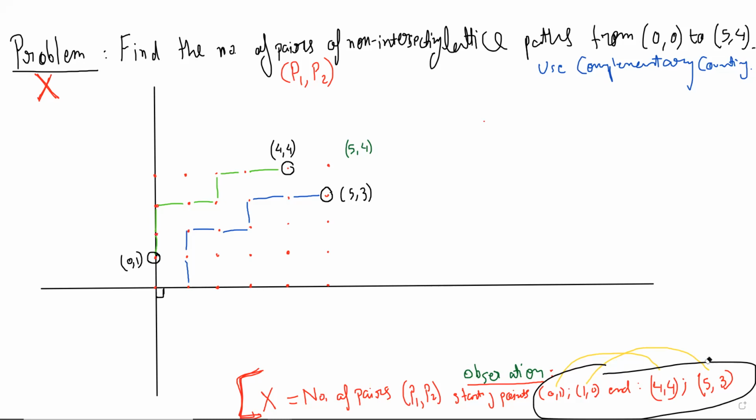So let me write this word respectively here, otherwise it can create confusion. Because if you think clearly, we want P1 to start from 0, 1 and end at 4, 4, right? That's what you can call P1. And you want P2 to start from here and end here. We just need to count pairs of paths like this. We are not interested in paths that go from 0, 1 to 5, 3 or something like that, at least in the statement.